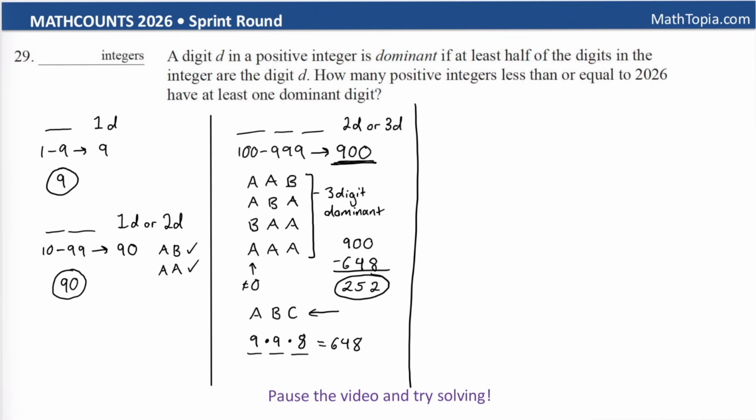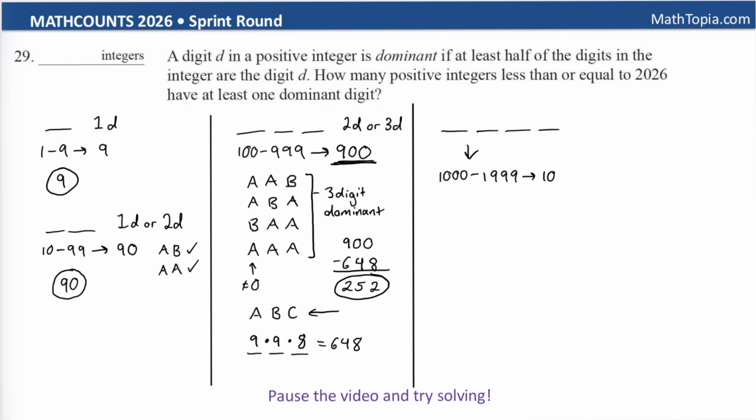Okay, next we can look at our scenario with 4 digits, and we can further break this up into 2 cases. The first case is the numbers 1,000 through 1,999, so 1,000 total integers right here. Or we can look at our case with 2,000 to 2,026, so 27 integers here.